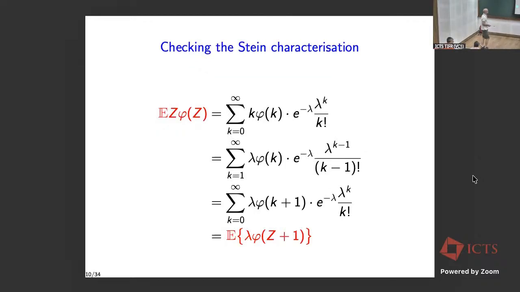So again, we can check the Stein characterization directly, if you will. You start with the expectation of Z phi of Z. You write out what this is. Then you can see you can kill the K here with that. One K can be killed. You take out the lambda here, and then you shift everything by 1. So you get back the Poisson probabilities, but now you have lambda phi of K plus 1 here, and that's that. So that's the direct way of deriving the Stein operator, which is morally integration by parts, what you're doing.